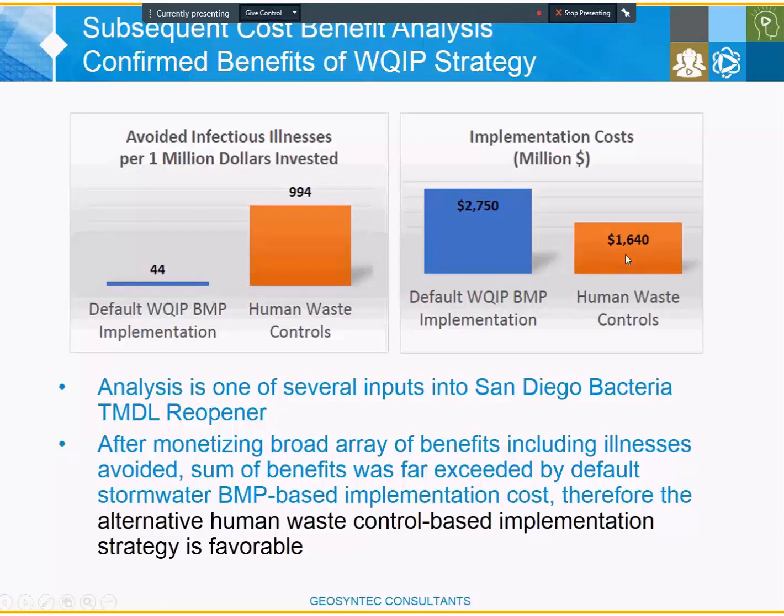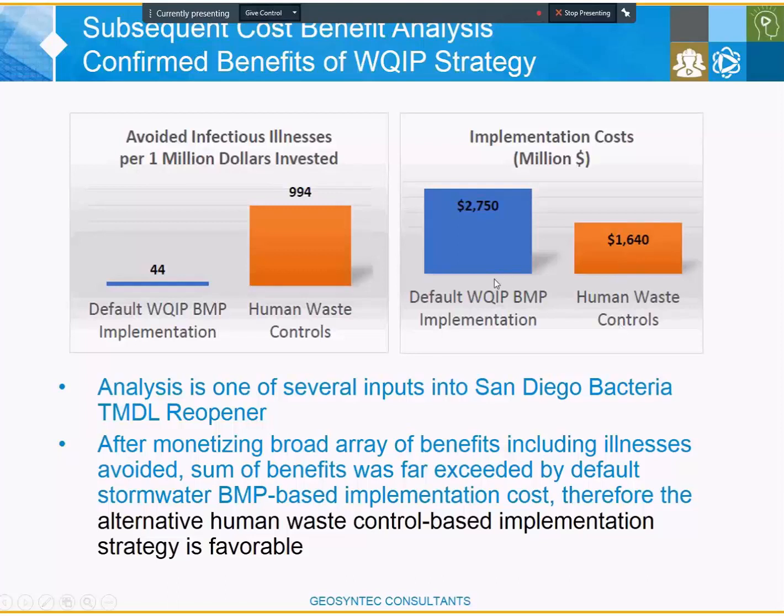This is an elevated estimate of the human waste control approach because it's assuming that there would be housing paid for every homeless person in San Diego County. So you can imagine that's the majority of this cost here. So what is it saying?